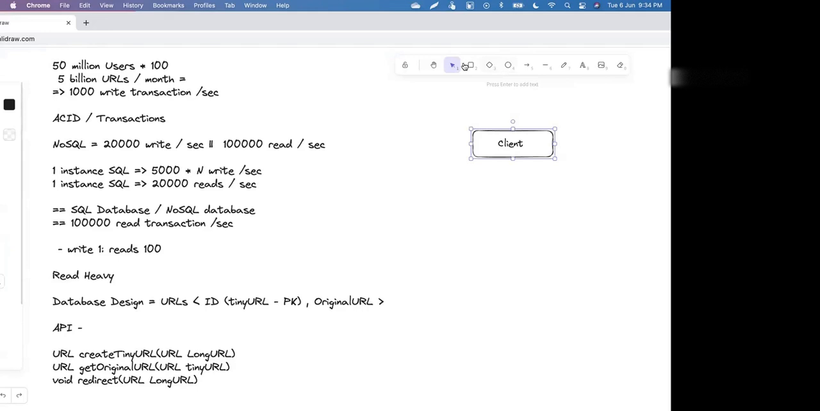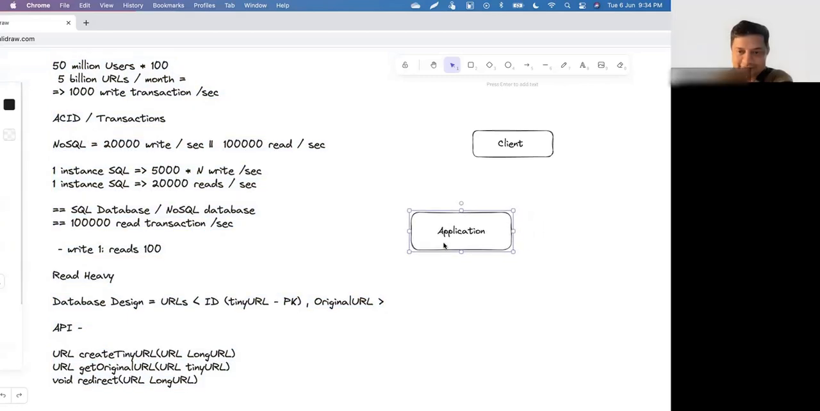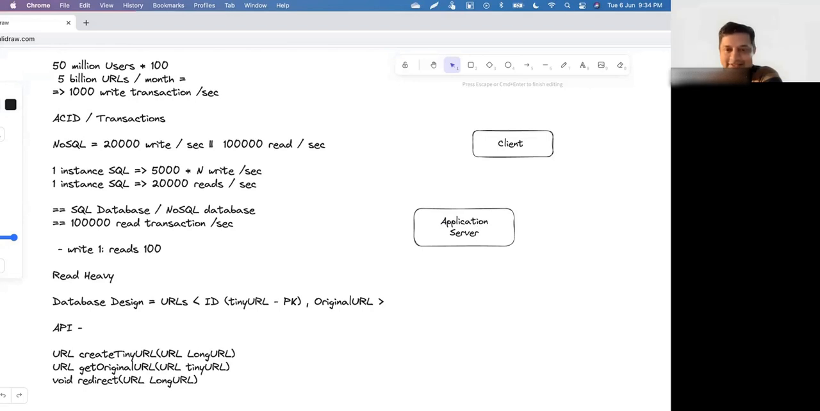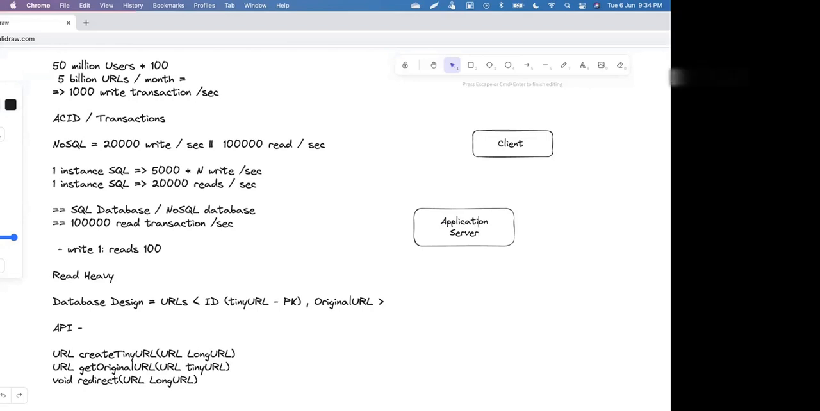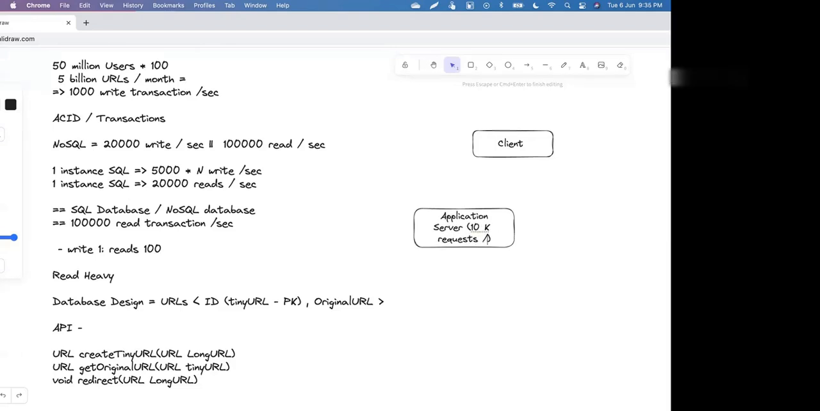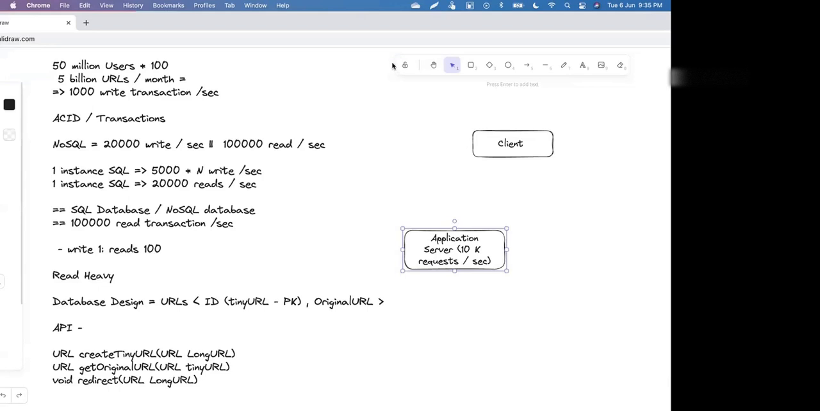Next, we should have application servers, multiple application servers. How many application servers do you have? I'm not sure how many transactions one application server will handle. If I assume one handles 1,000... You can assume one application server can take up to 10K requests per second. Okay, then we should have 3 application servers, and we should have a load balancer between the client and the server applications.